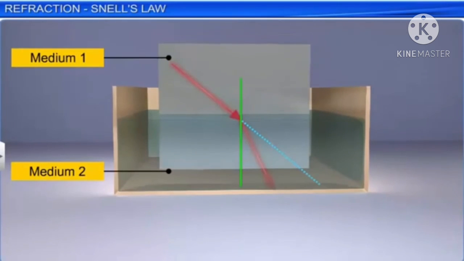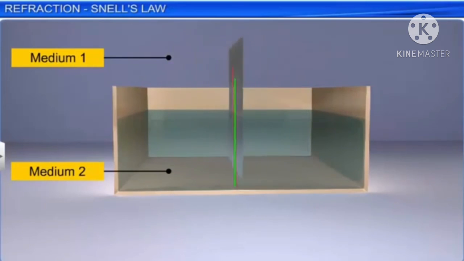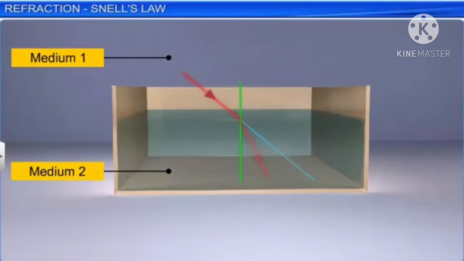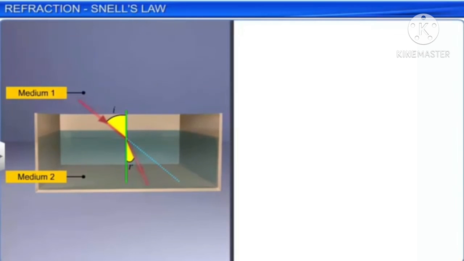2. For a given pair of media, the ratio of sine of the angle of incidence to sine of the angle of refraction is a constant. This can be written as sin i by sin r is constant, and is known as Snell's law. The constant in this equation is called the refractive index of the second medium with respect to the first medium, and is denoted by n21.